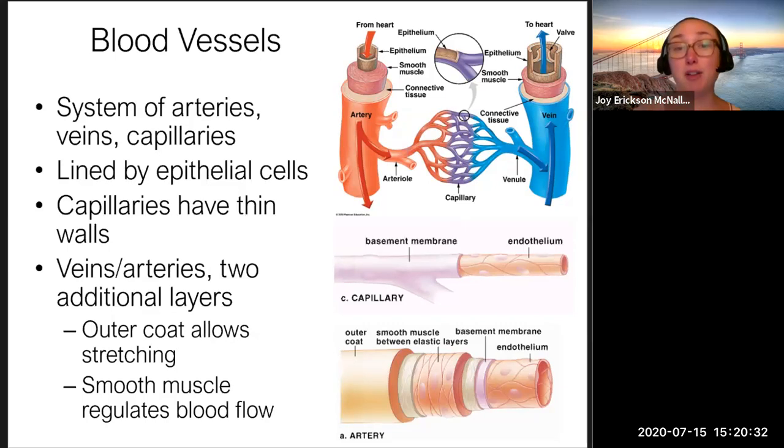Veins and the smaller venules, right? Veins branch into venules and arteries branch into arterioles, are significantly larger and have 2 additional thick layers. So we're talking about capillaries. They have the epithelial, and they have the 1 cell thick sort of wall. The arteries and veins have 2 additional layers. They have the epithelia, and then they have the basement membrane or wall, just like the capillaries, and then an outer coat of elastic connective tissue that allows blood vessels to stretch and recoil.